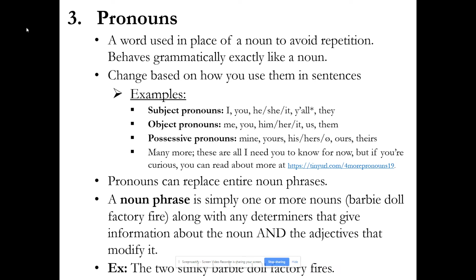We're talking about a fire here. We're talking about two fires actually, and what kind of fires were they? Well, they were Barbie doll factory fires. All of those nouns, Barbie doll factory, are helping you to understand what kind of fire it is. The stinky is just an adjective modifier, and then two, telling you how many. Two is acting like an adjective in this context. And then the is, of course, a determiner.